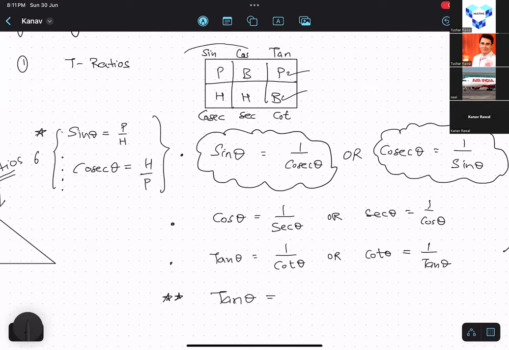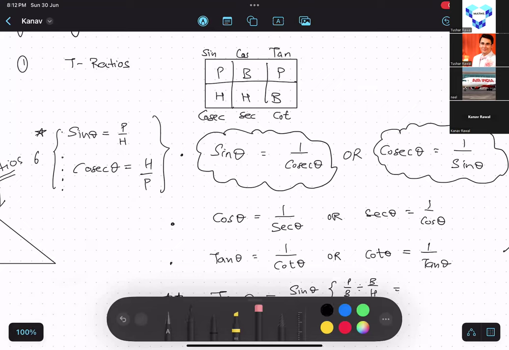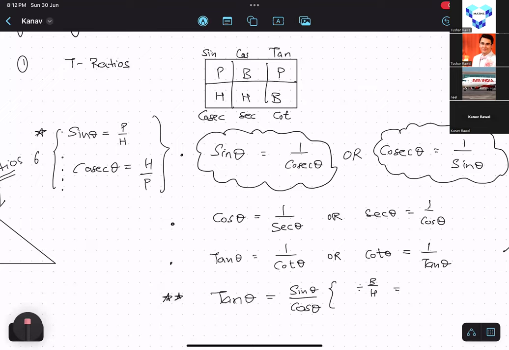Which, if you divide sine and cos, you will get it. Okay, I'll show you. Sine theta upon cos theta. How do we get that? Sine theta is what? P upon H, divided by cos theta, which is B upon H. Now what will happen? Reciprocal of the right one: P upon H multiplied by H upon B. That is the reason for this formula.